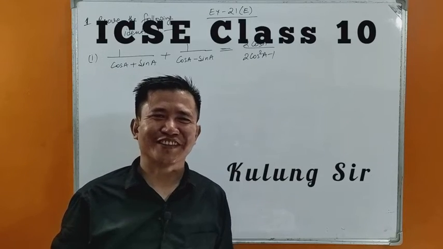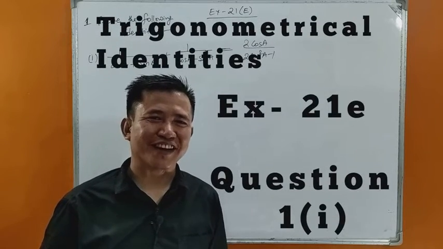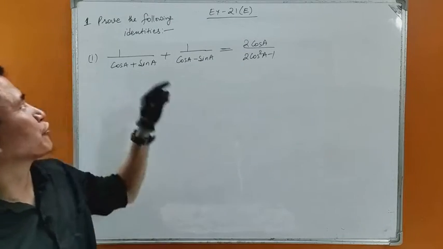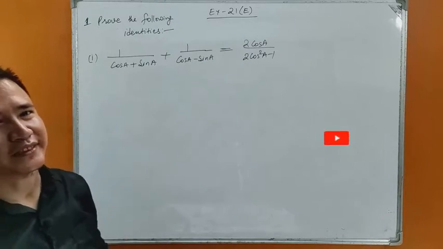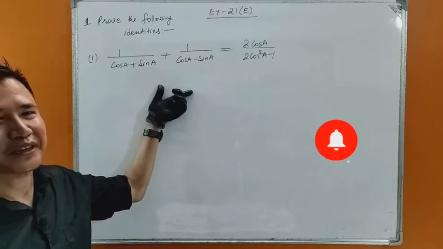So we are doing proof of trigonometrical identities, isn't it? Today we'll start exercise 21E. Exercise 21E, right from question number 1, prove the following identities. I have already copied question number 1 of 1. So let's begin from this question.